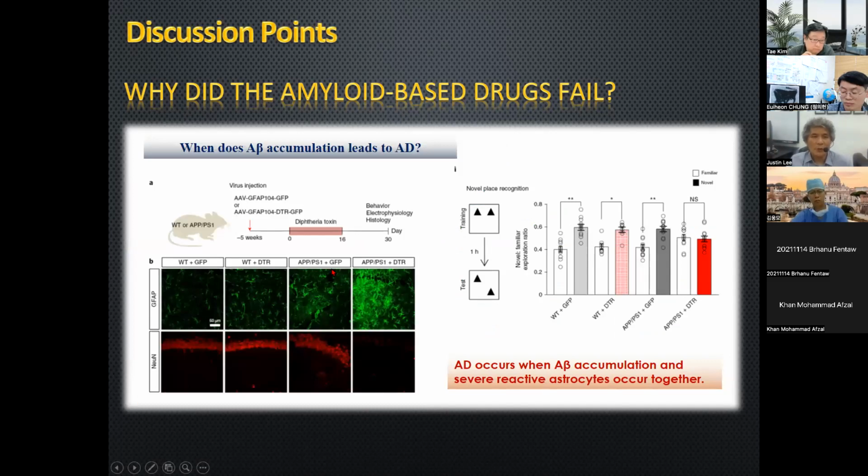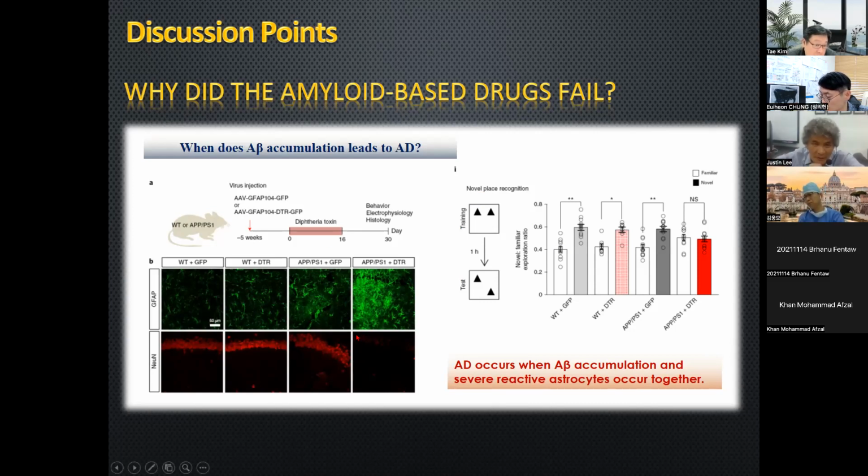So then lastly, when does A beta accumulation lead to AD? Even if there are normal people with A beta, when does such a person show AD symptoms? To address this, we performed a simple experiment. We used the APP-PS1 mouse, which is a widely used and popular AD model, but everybody knows that it's not a good model because it shows cognitive impairment but does not show neurodegeneration.